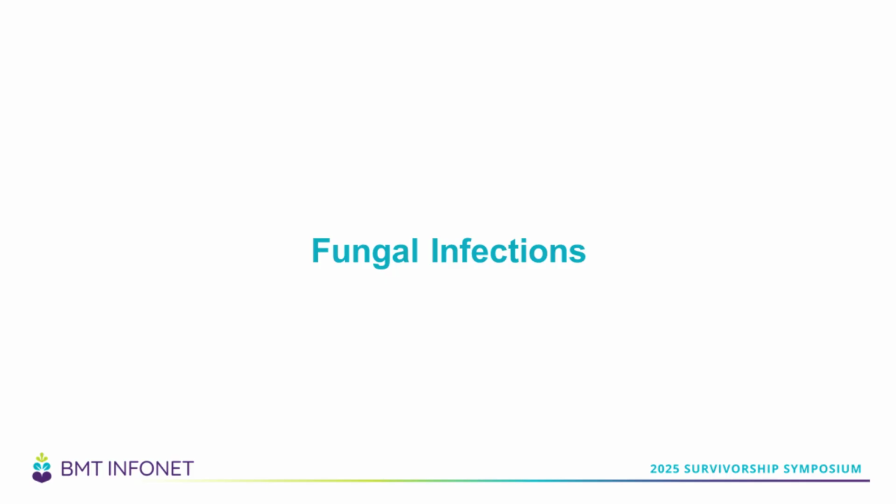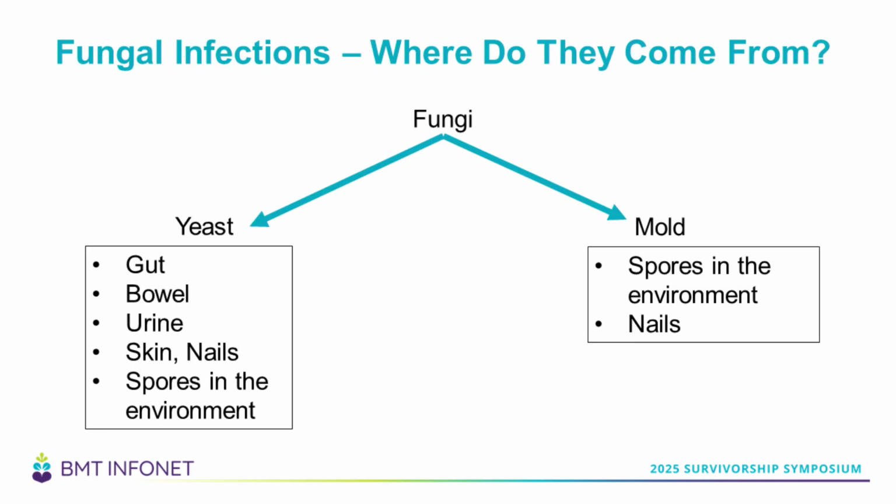So the next category of infections I will talk about are fungal infections. So fungal infections do occur in many cancer patients and patients that undergo CAR T therapy and autologous and allogeneic transplant. So where do fungal infections come from? Well, a variety of places.